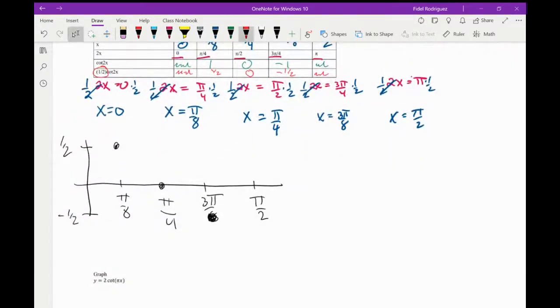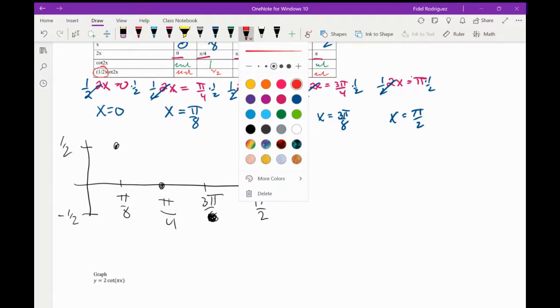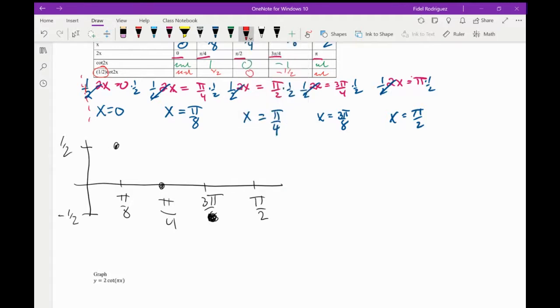So guys, remember, those undefined values are going to be our vertical asymptotes, right? So there's one right there, and there's one right there. And so that means that my graph is kind of coming down like this.